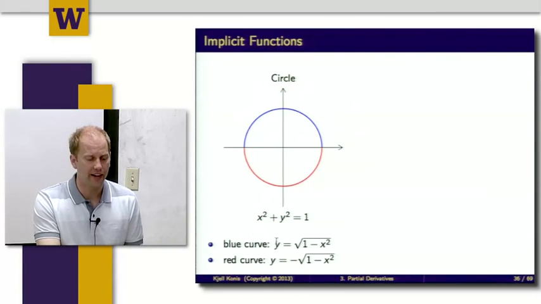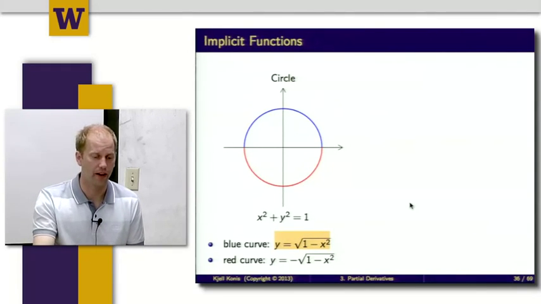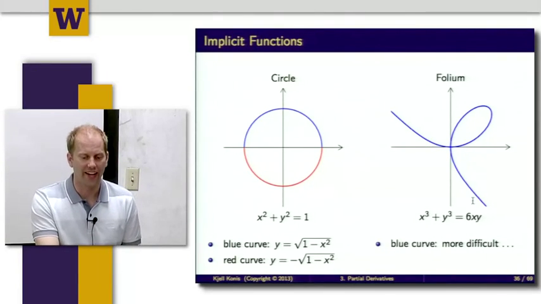But in this case, I can fix it pretty easily. I can say y equals the square root of 1 minus x squared. That gives me the blue curve, which is the top semicircle. And then I can say minus the square root of 1 minus x squared, and that gives me the red curve, which is the bottom semicircle. This one, on the other hand, has a locus that looks like this. And so this is more difficult.